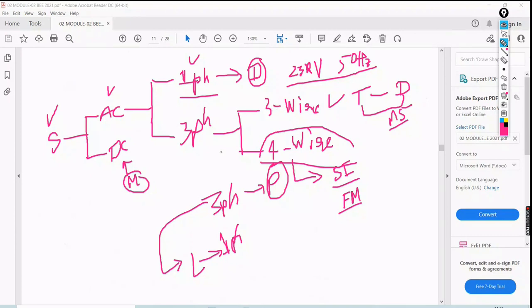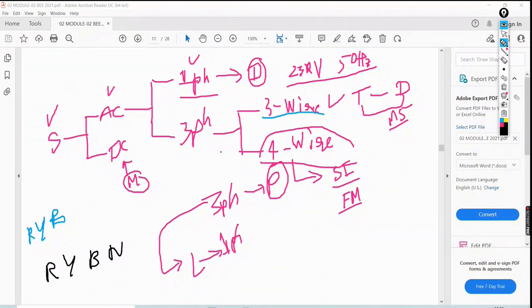With respect to the 3-phase 3-wire system, there will be an R phase, Y phase and B phase. Only 3 phases are present. Those are used to carry the power for transmission as well as distribution. But with respect to the 4-wire system, there will be R phase, Y phase and B phase along with neutral.